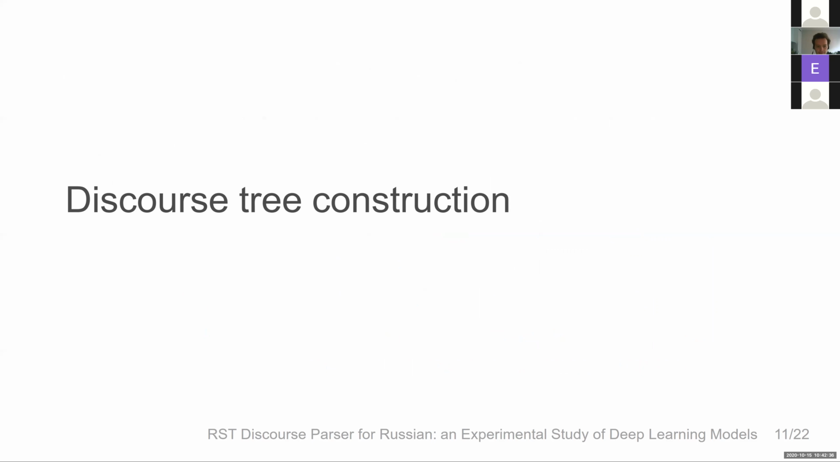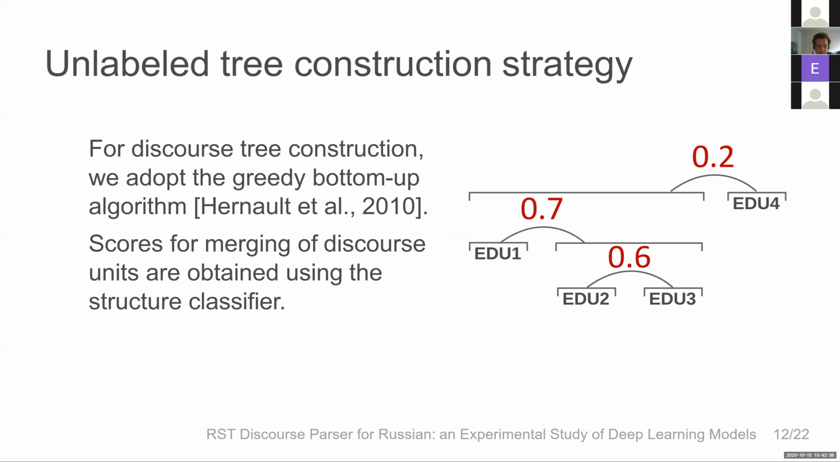For discourse tree construction, we adopt the greedy bottom-up algorithm presented in the Hilda parser for English. It employs a cascade of models for structure and label prediction. The structure classifier predicts if two units form a higher-level unit, and the second one assigns to the higher-level unit a relation and a nuclearity type.